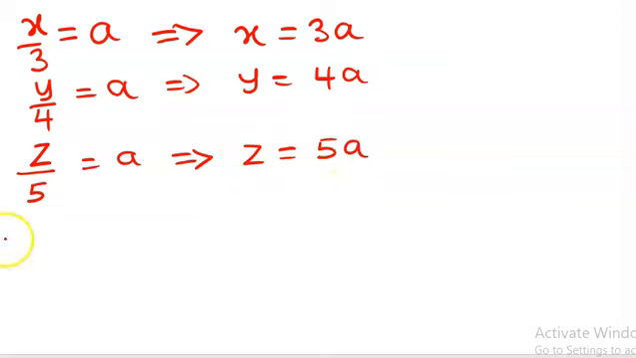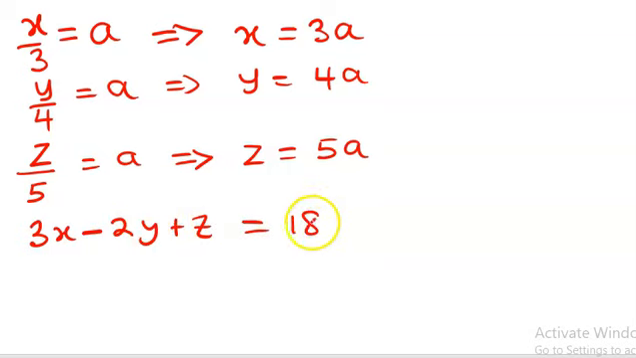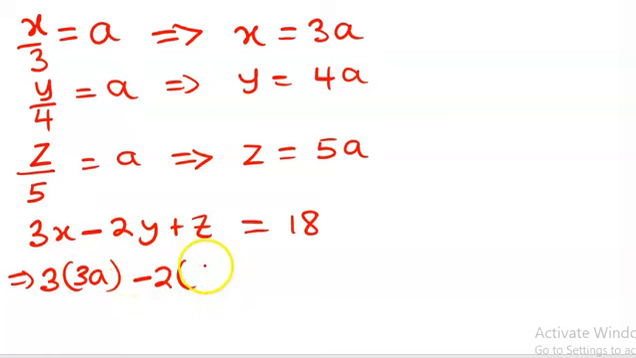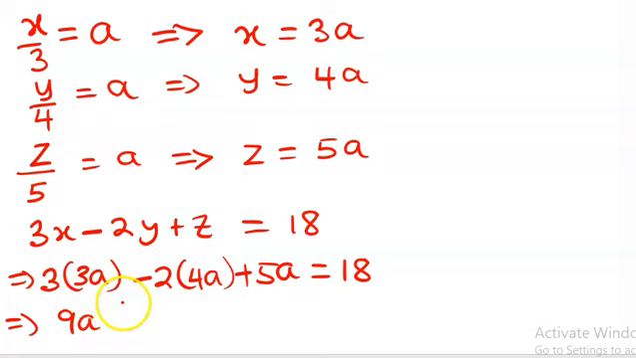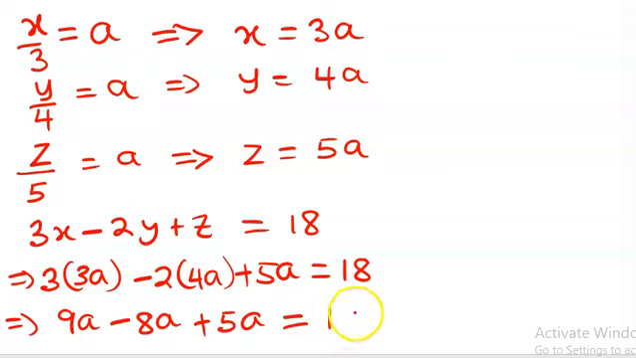And we were told that 3x minus 2y plus z is equal to 18. And we have been able to express all x, y, and then z in terms of one variable. So we replace x by this. So this implies that 3 times x, we said that it is 3a, right? Minus 2 times 4a plus 5a is equal to 18. So 3 times 3a is giving us 9a minus 8a plus 5a, all will be equal to 18.